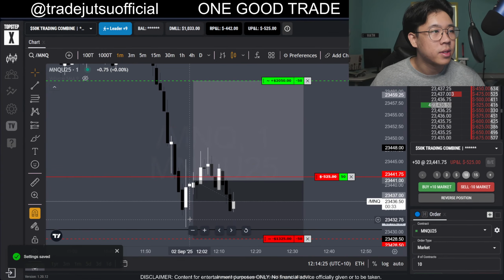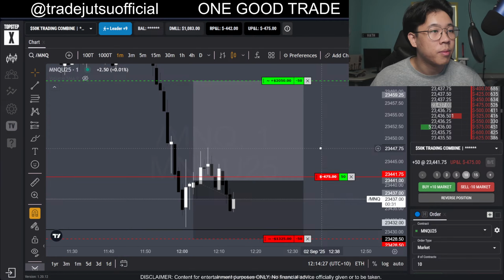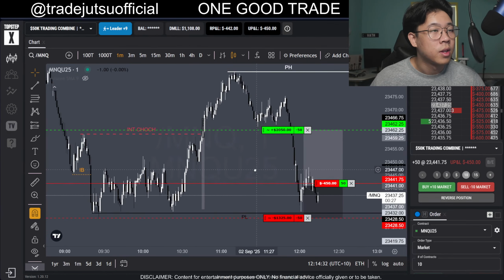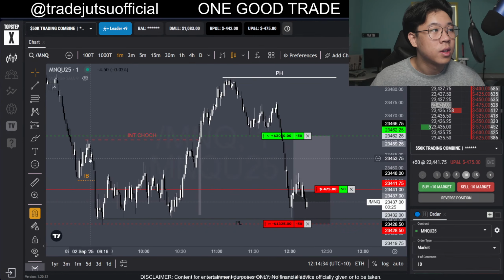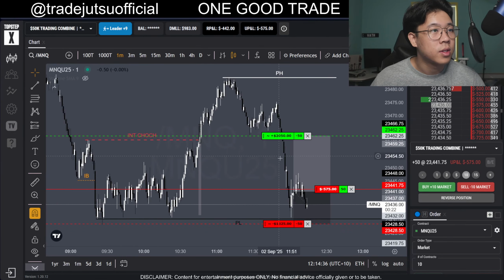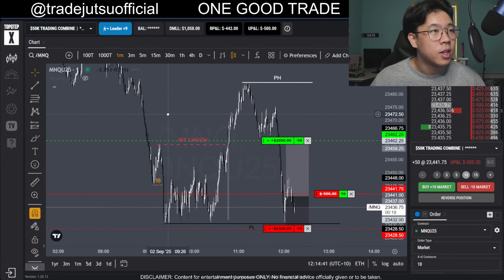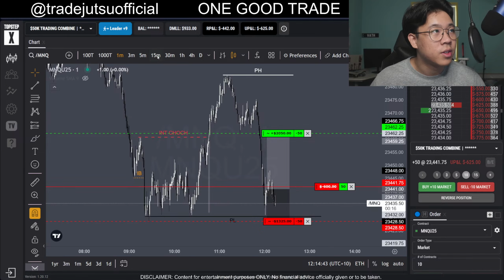Price could definitely come back to sweep this again before heading up again, so that's completely fine. As you can see, it came back down, tested it, and on the lower time frame, now there is a lower time frame change of character.